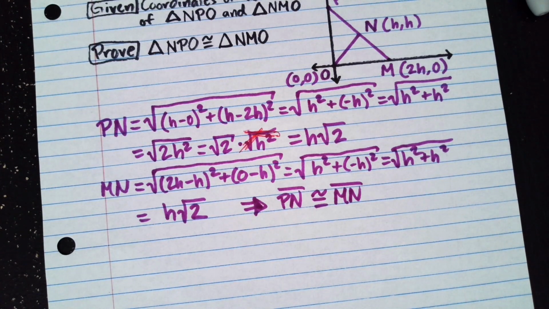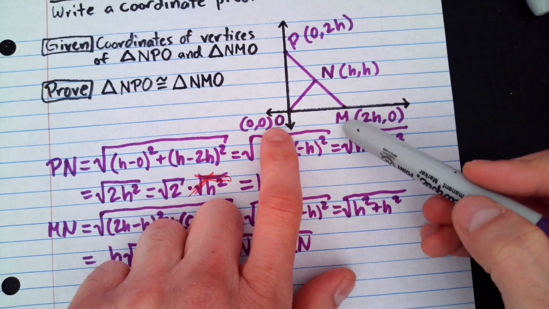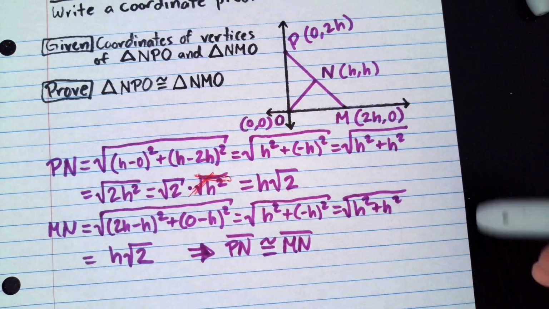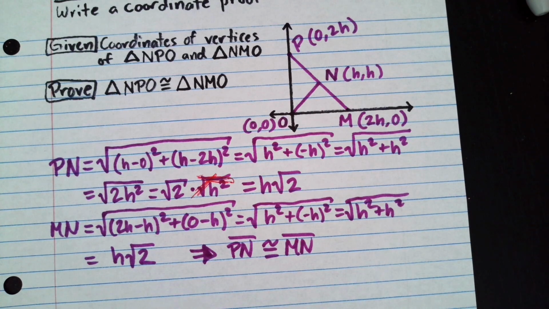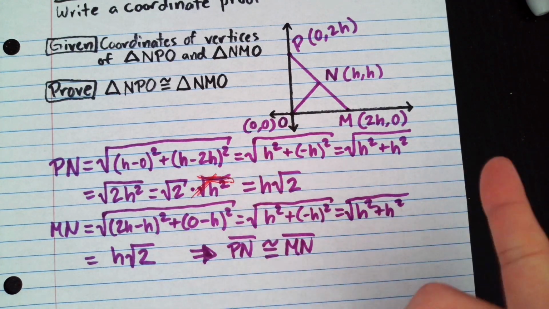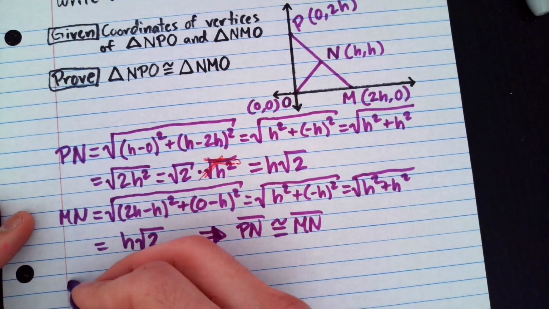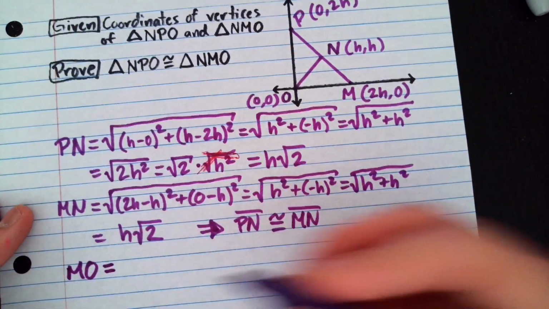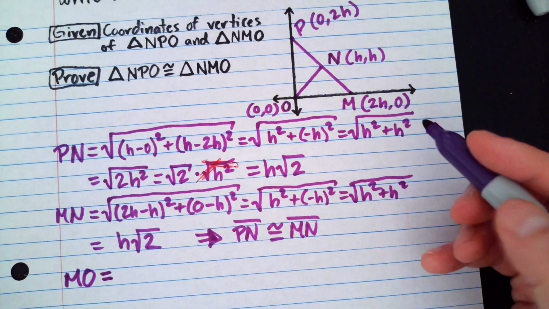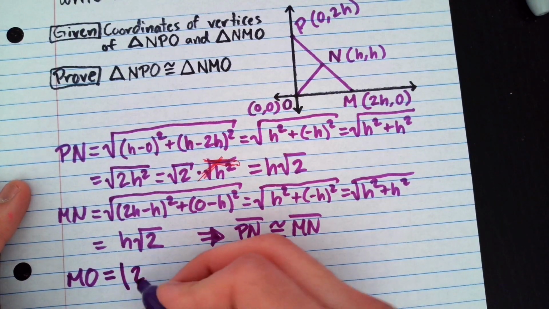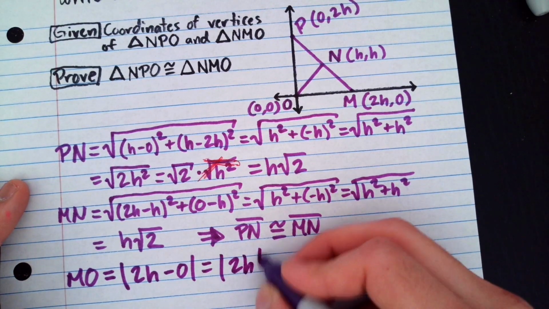Now the other length that would be the easiest to calculate would be the length of MO and PO. Remember, if lines are horizontal or vertical, it is going to be really easy to figure out what their length is. All we have to do is count. So for MO, the length of MO is going to be just 2h minus 0, which is just 2h. And I'll do it like the last example. 2h minus 0 is just 2h.